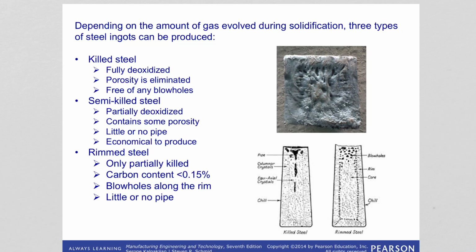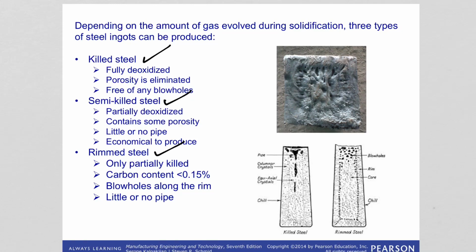So these gases can cause porosity in the ingot, because the rejected oxygen from the structure can combine with carbon and form carbon monoxide. Of course, when this is stuck inside, it can show itself as porosity in the structure of the ingot. Therefore, depending on the amount of gas evolved during solidification, 3 types of steel ingots can be produced: killed steel, semi-killed steel, and rimmed steel.